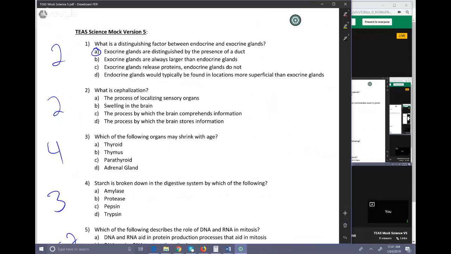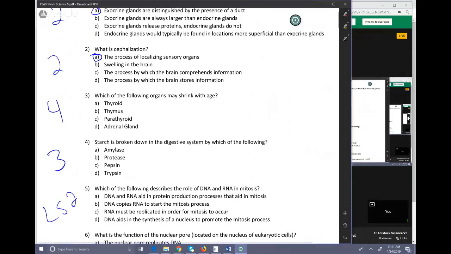What is cephalization? Also a new one that I've gotten questions on. That one is A, the process of localizing sensory organs. Number 3, which of the following organs may shrink with age?